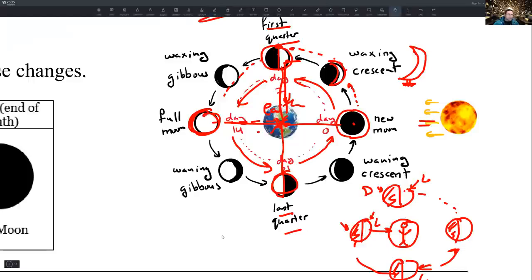Then when the moon is mostly bright but there's a bit that's dark, when it's mostly bright but not fully, we call this a gibbous.